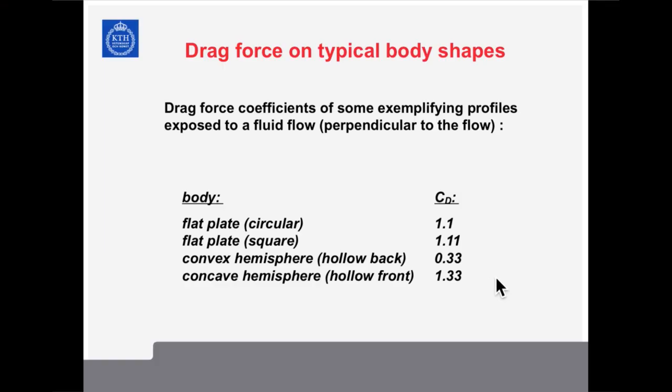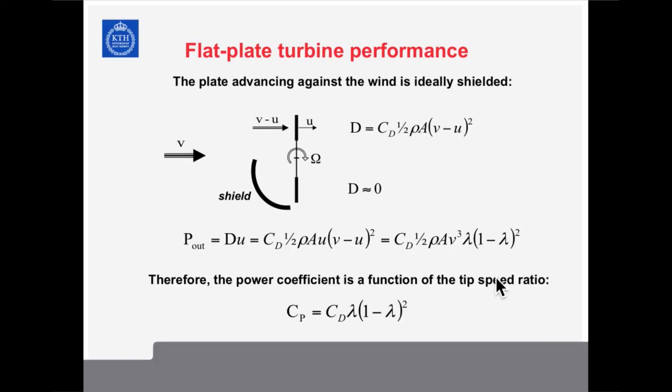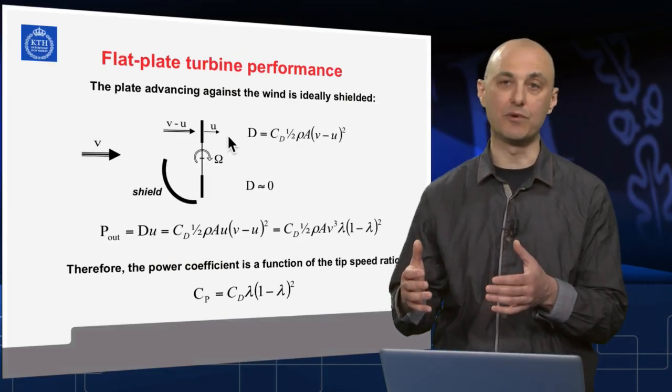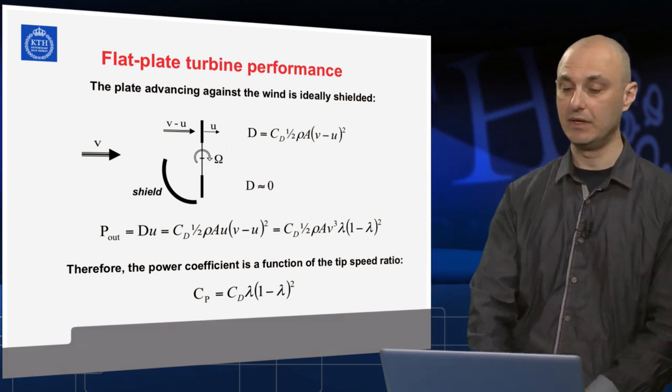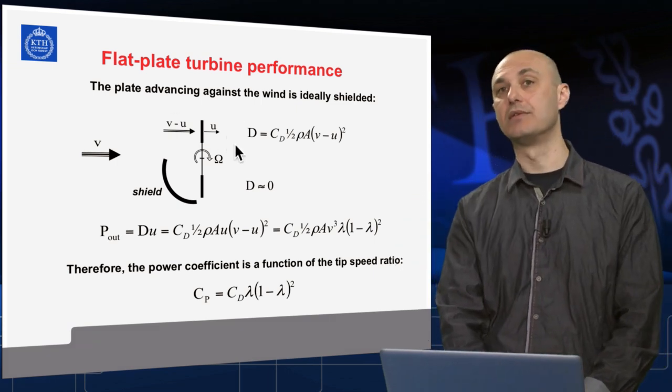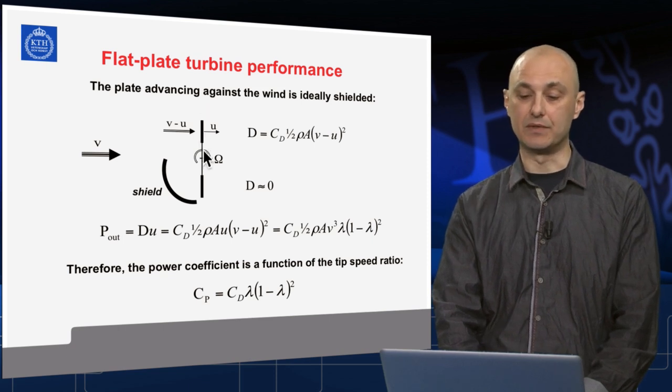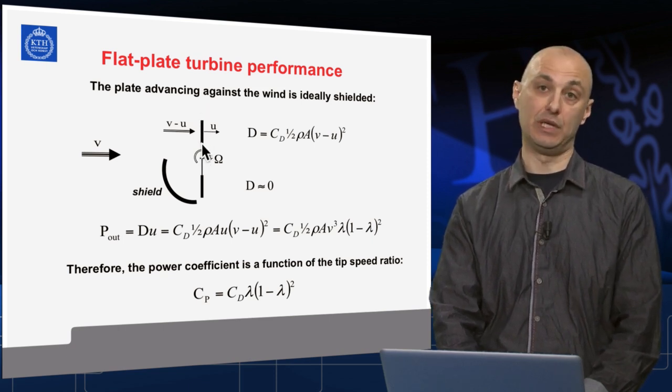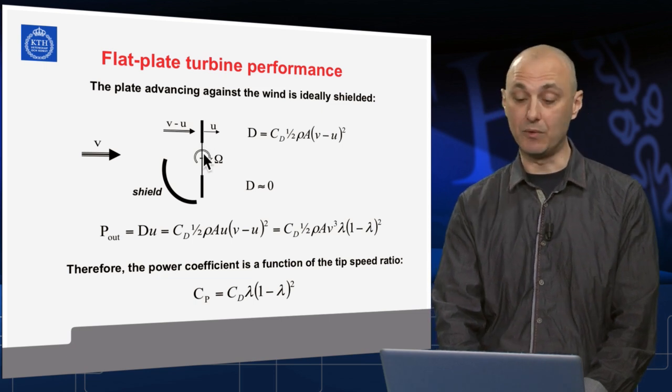But let's first look at the simplest case. That would be the ideally shielded turbine, where the blade advancing against the wind has an approximately 0 drag force in the best case. The undisturbed wind coming from here, and the blade that actually performs or extracts the energy travels with the wind. So the wind exerts the drag force, which represents the thrust, and drags with it or pushes this section of the rotor that actually produces or extracts the power.